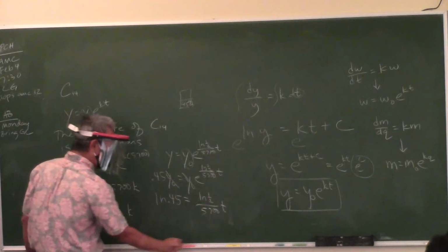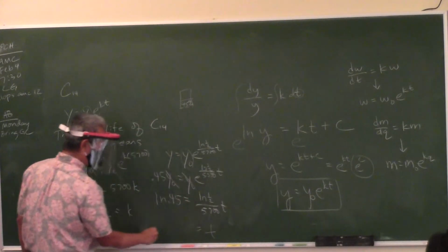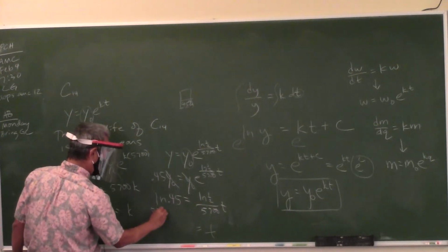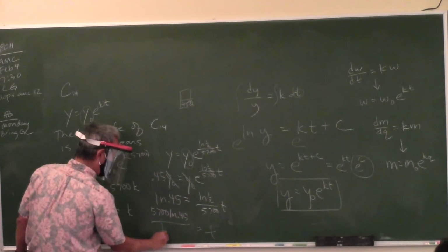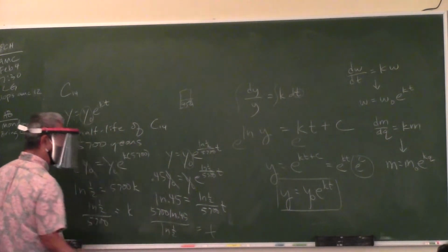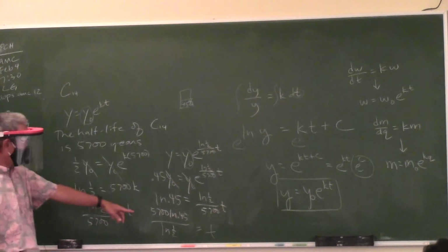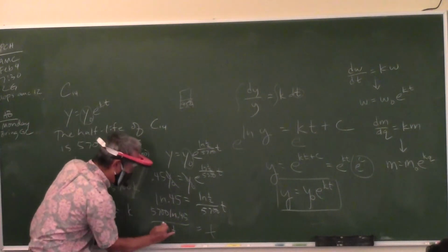And then finally, if you solve for t, just multiply both sides by 5,700 and then divide that by the natural log of 1/2, or you can put 0.5 if you want. And there you go. That's the age of your bone. In fact, why don't we put 0.5 there?